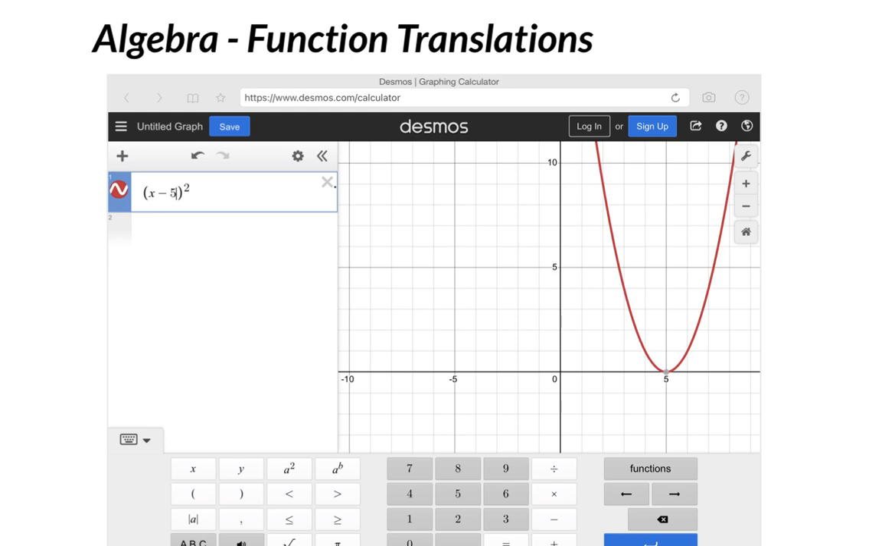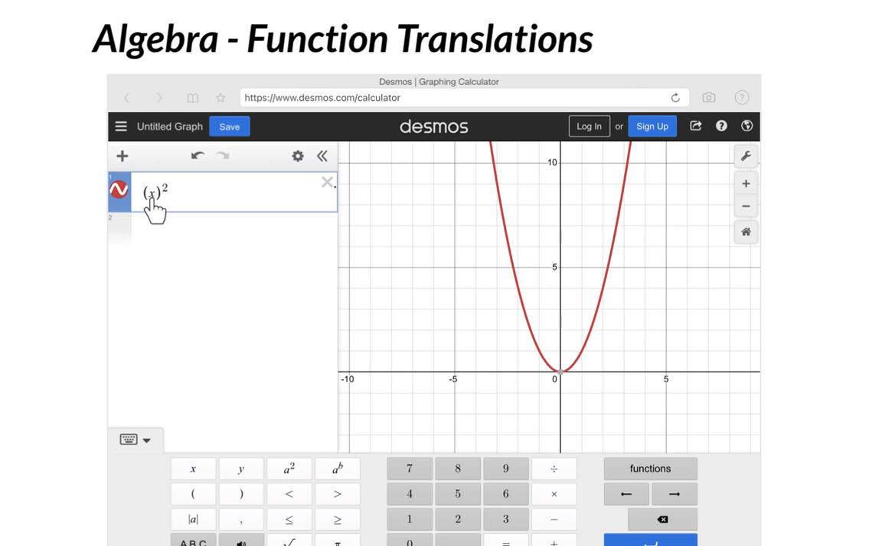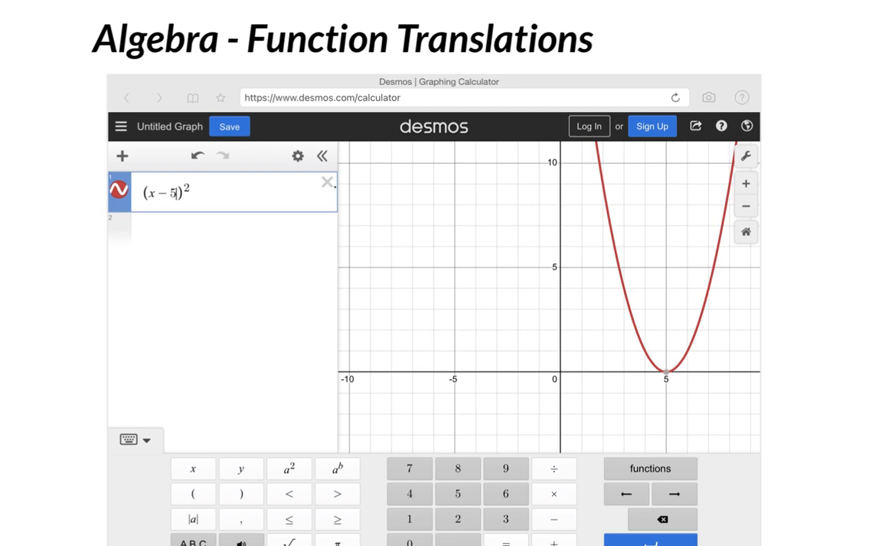Let me explain that real quick. When it was just x squared, if I plug in 0 for x, 0 squared is 0. So my x is 0 and my y is 0. But when I put a minus 5 like that, now in order to get 0 as my y value, I need x to be 5, because 5 minus 5 is 0, 0 squared is 0. So it has to do really with, if you know what the output is, how does the x value have to change in order to get that output?